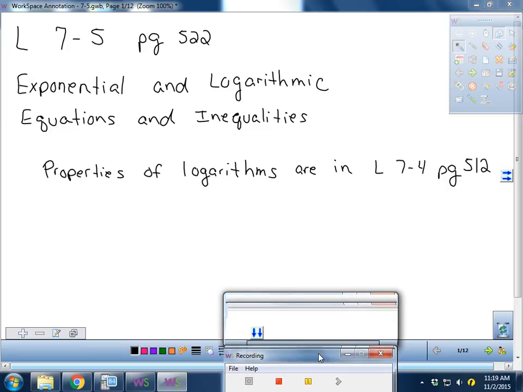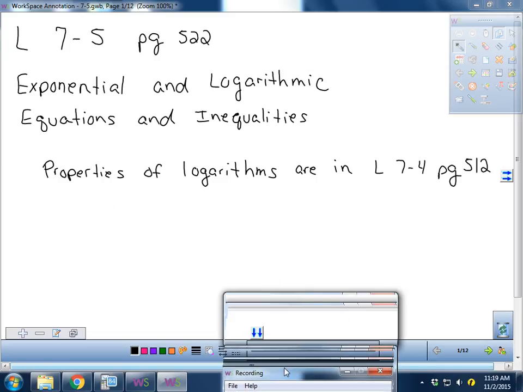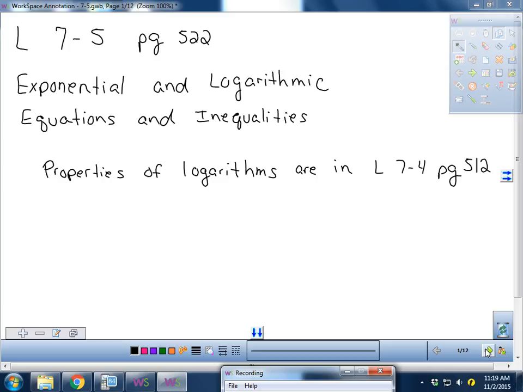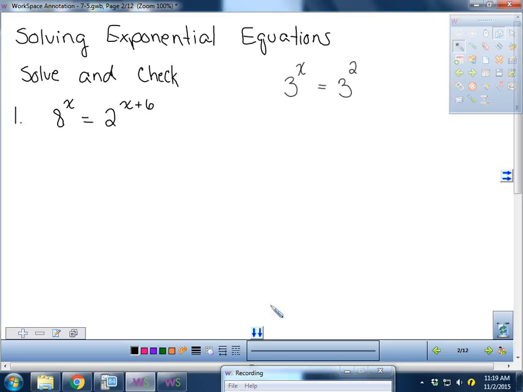All right, lesson 7-5. We're going to be talking about exponential and logarithmic equations and inequalities, mainly just the equations part. And you are going to need to remember your properties of logarithms that are in 7-4. Those are on page 512, but they should also be in your notes. Okay. So first let's talk about how to solve exponential equations, and then we will solve and check.